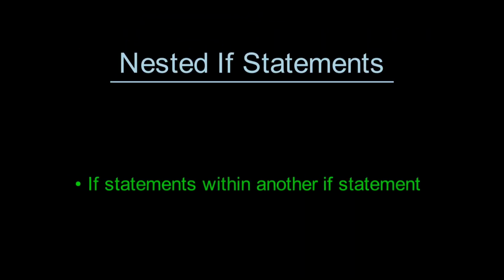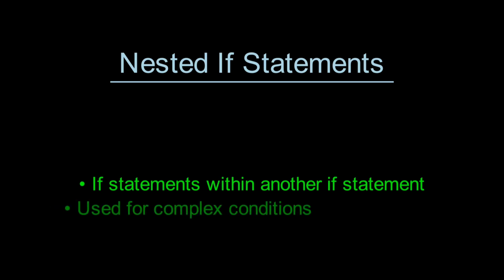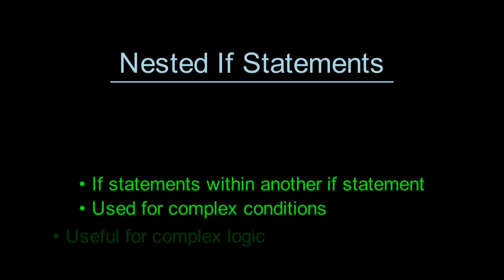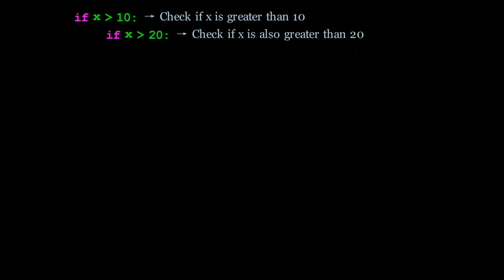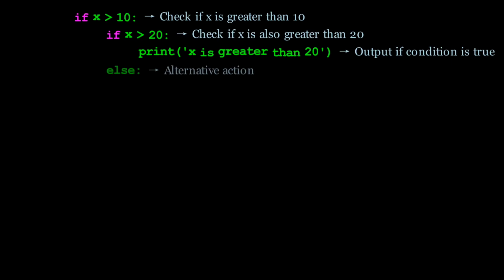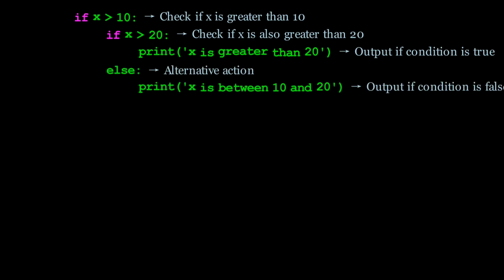Let's look at the nested if statement. Nested if statements place one if statement inside another, allowing for more complex decisions. This approach is useful when decisions depend on multiple hierarchical conditions. Here, we first check if x is greater than 10. Then only if that's true, we make a second decision checking if x is also greater than 20. This creates different paths based on the value range of x.